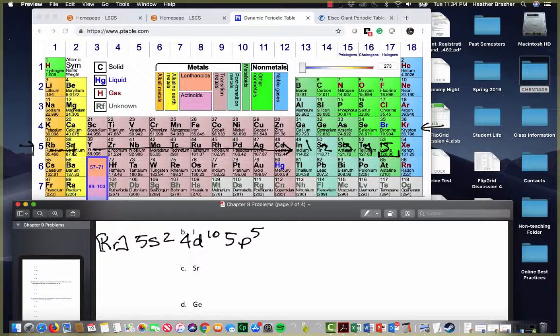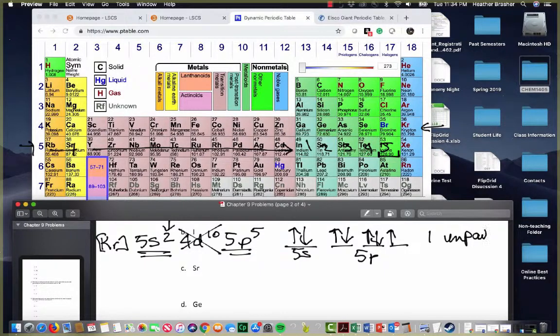And so our valence electrons are here and here. This guy is considered core, right? Because it's d. And so again, we have 2 for the s, so we have 5s, 1 and 2. And then we have the 5p, and so we have 1, 2, 3, 4, 5. And so one of these will be left. The last one we had 0 unpaired electrons, right? Here we have 1 unpaired.